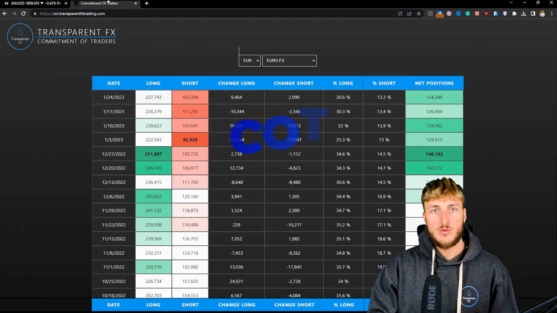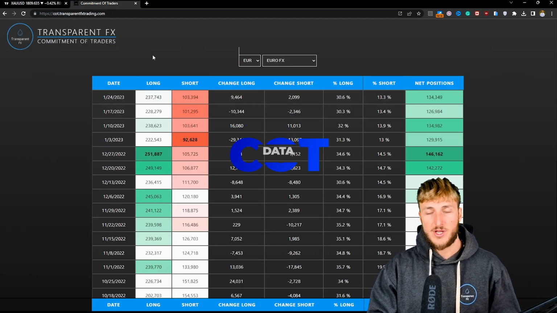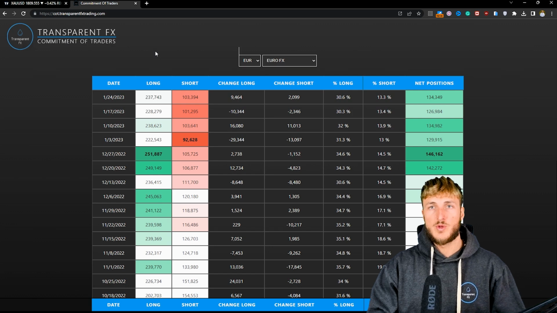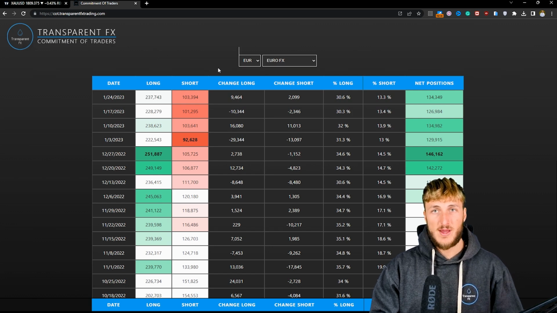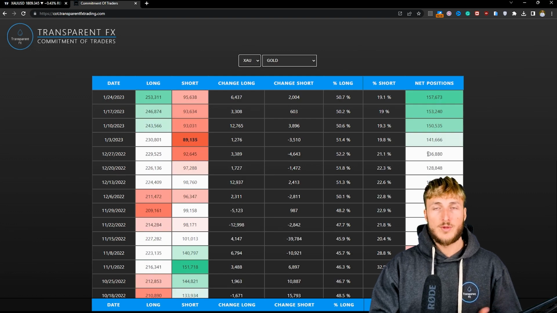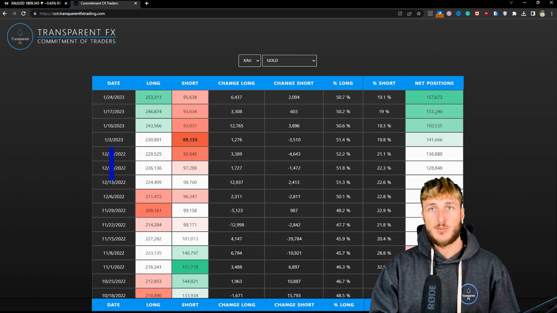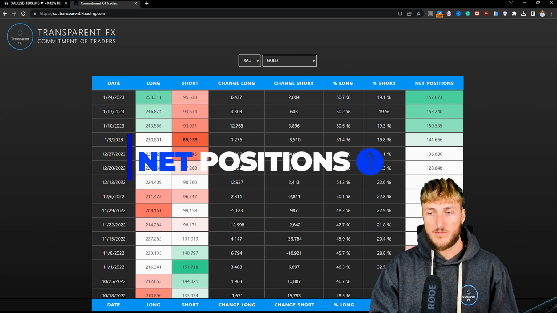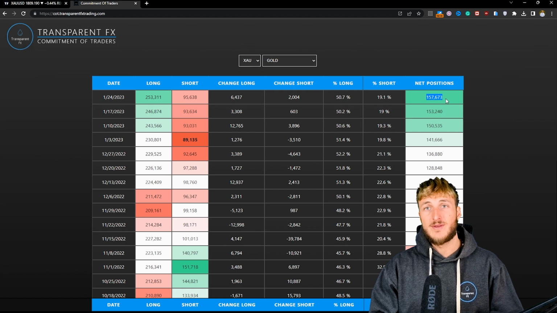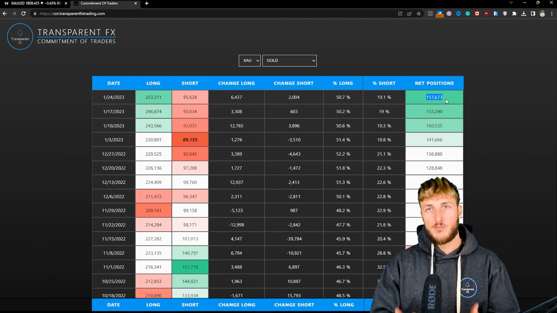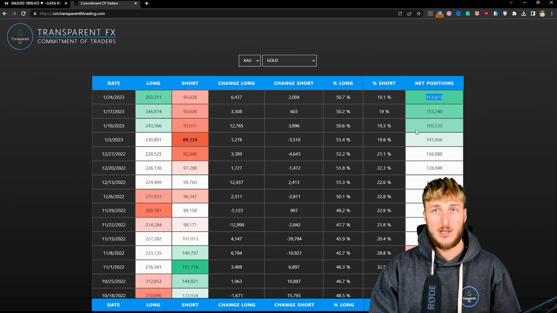Now, if we go and see what we have when it comes to the commitment of traders, so the COT data, which is what the non-commercials, so the biggest speculators in the market, are doing, and we check the data for gold, what we can see is that with the last reports, net positions have been increasing. We went from having 64k net positions all the way up to having 157k net positions. So institutions have been moving to the bullish side of gold in the long term.